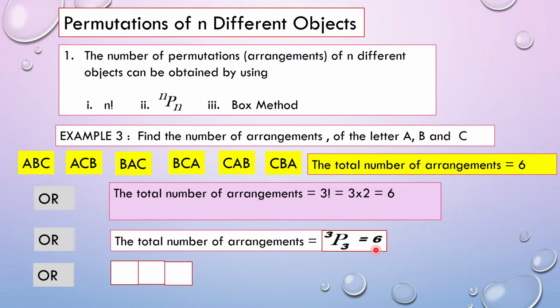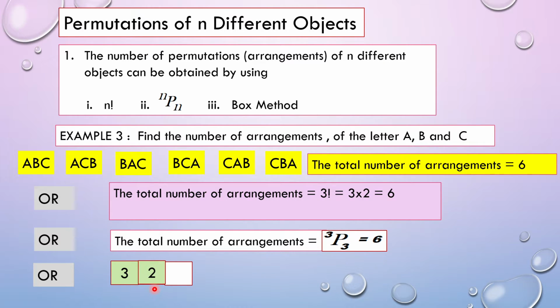Okay, now next, using the box method. Okay, now how does the box method work? Now for the first box, you have three options. You have letter A, B and C. So since we have three options, you put the value 3. Let's say one of the letters is already taken by the first box. Then for the second box, we have the remaining 2 letters only. Therefore you put there 2.